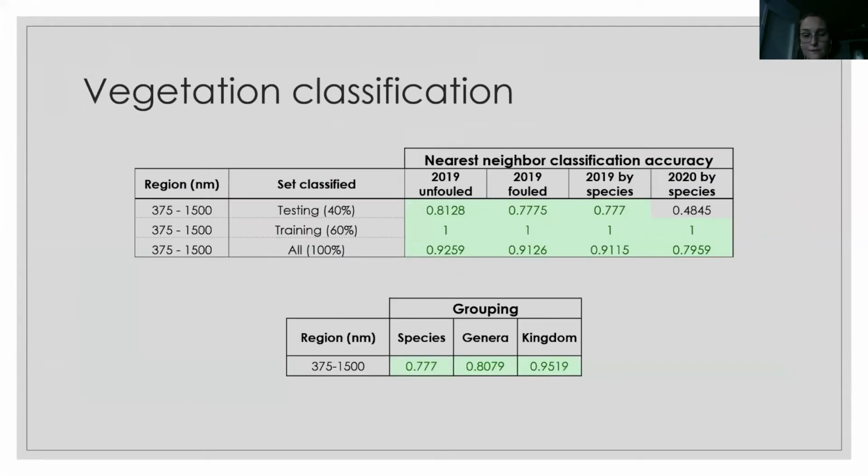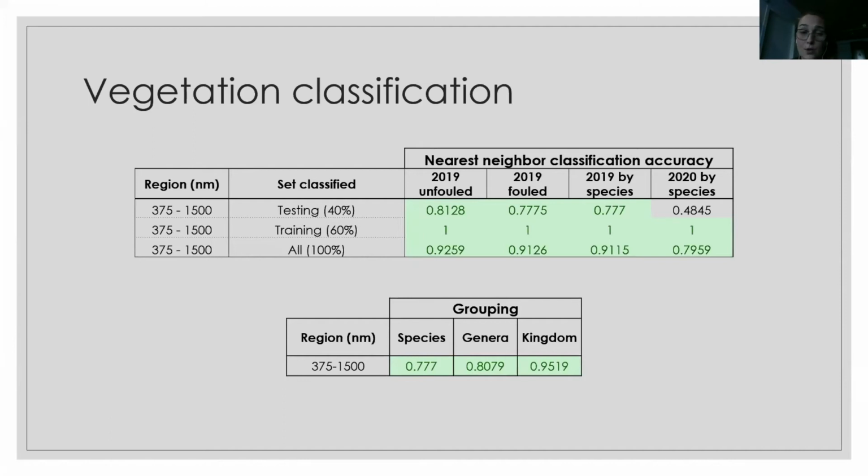So once the feature selection was completed, I performed a classification to distinguish between the 13 species. And you can see I got some very promising results. Between 77 and 81% between 13 species is very, very high classification accuracy.